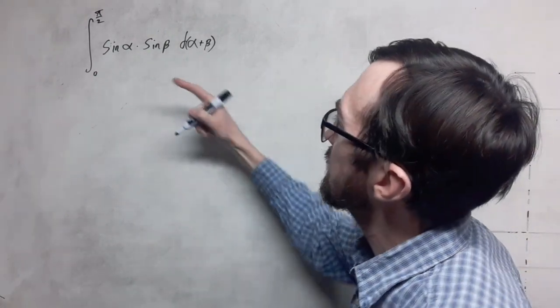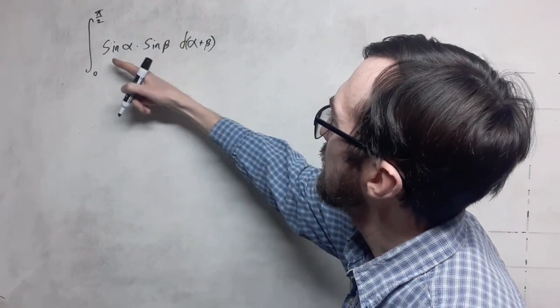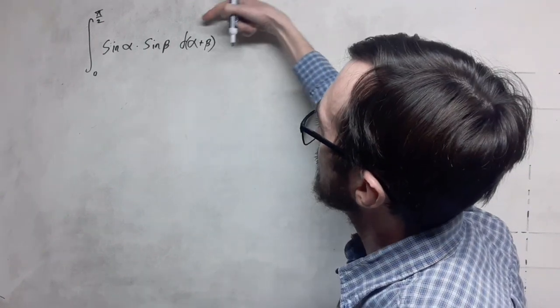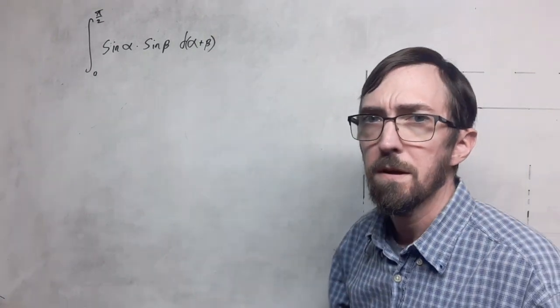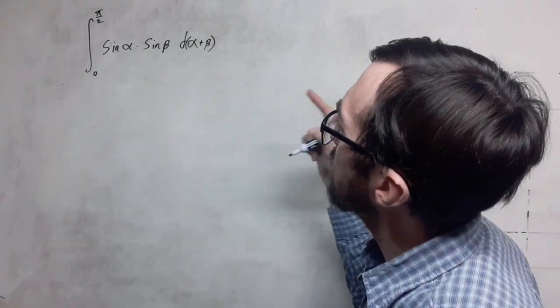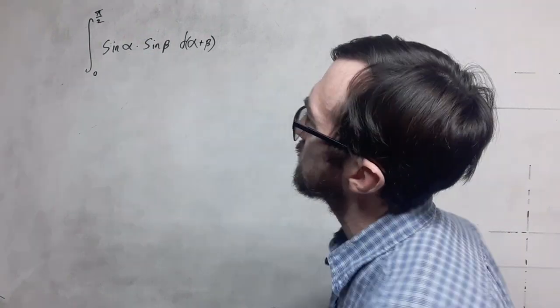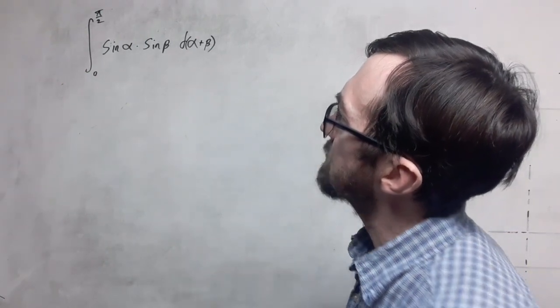We're going to look at integrating from 0 to pi halves the product of sine alpha times sine beta, d of the sum of alpha beta here. So how are we going to do this? Well, we need to know what the sum of these two angles are to be able to do this. What I want to do is a trig substitution in here.